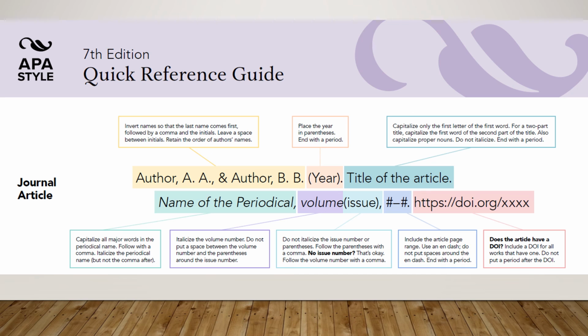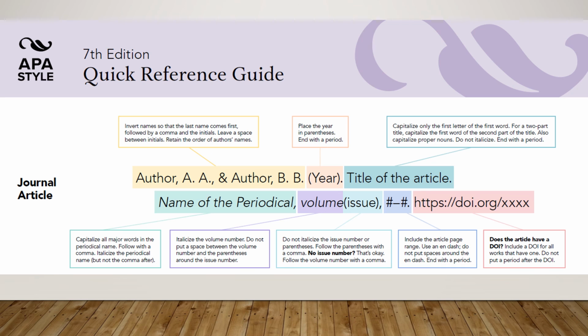The title of the article, you capitalize only the first word. If you have a colon, you would use typical sentence grammar and make the word after the colon capitalized as well. You end it with a period. The name of the periodical is italicized. It is all capitalized if it's the major words. So of course, "of" and "the" would not be capitalized, but if it would be International Journal of Nutrition, "of" would be small, everything else would be capitalized and all italicized.